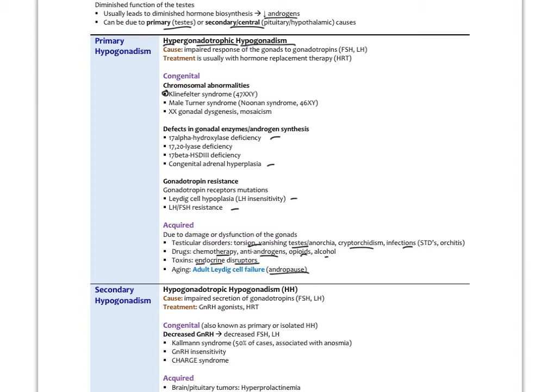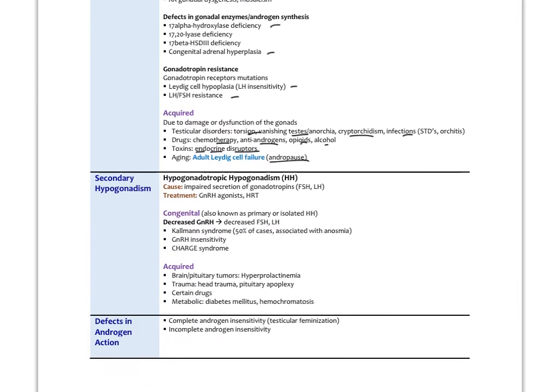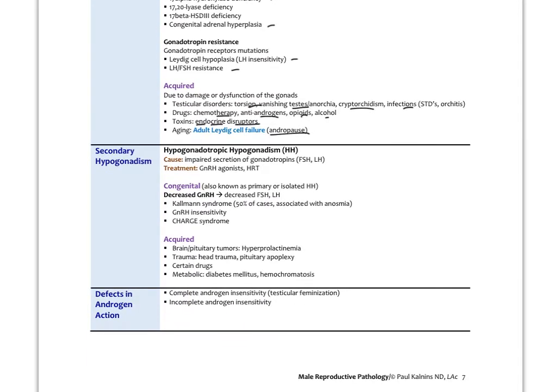So that's primary hypogonadism. Secondary would be, again, a problem in the hypothalamus or pituitary, and that would be impaired secretion of FSH and LH. And the treatment here would generally be with GnRH agonists or the hormone replacement therapy.